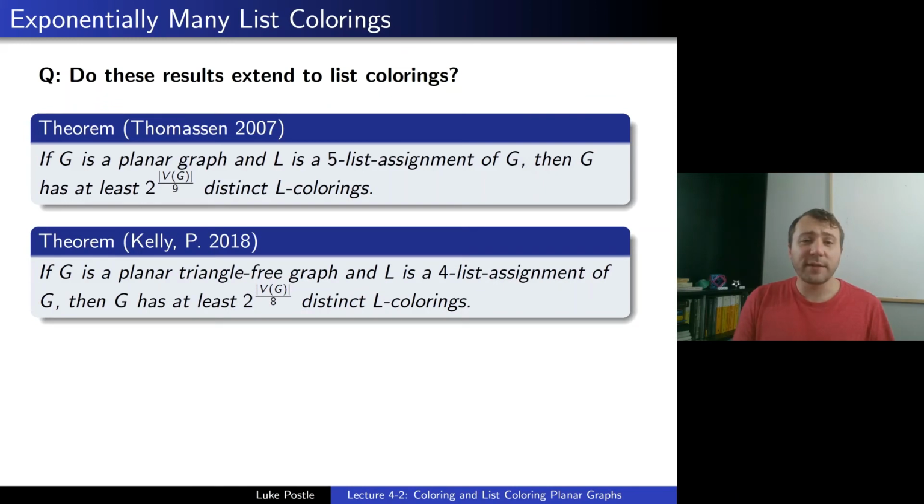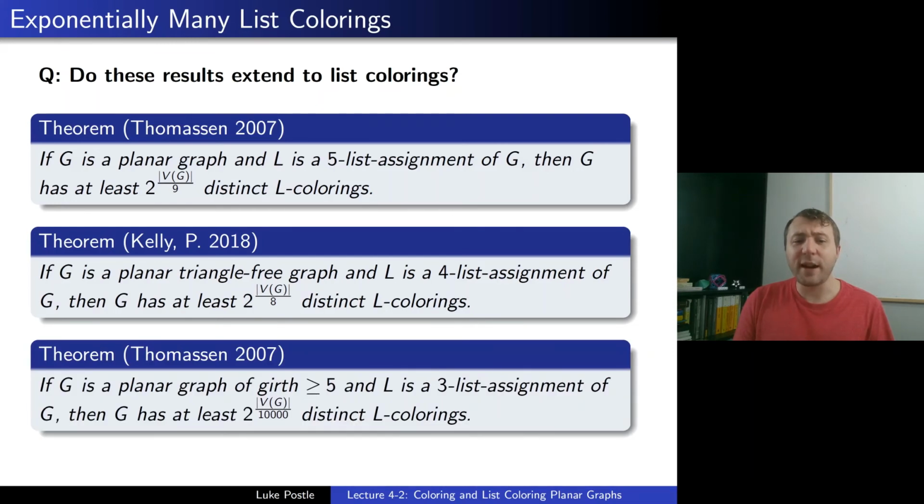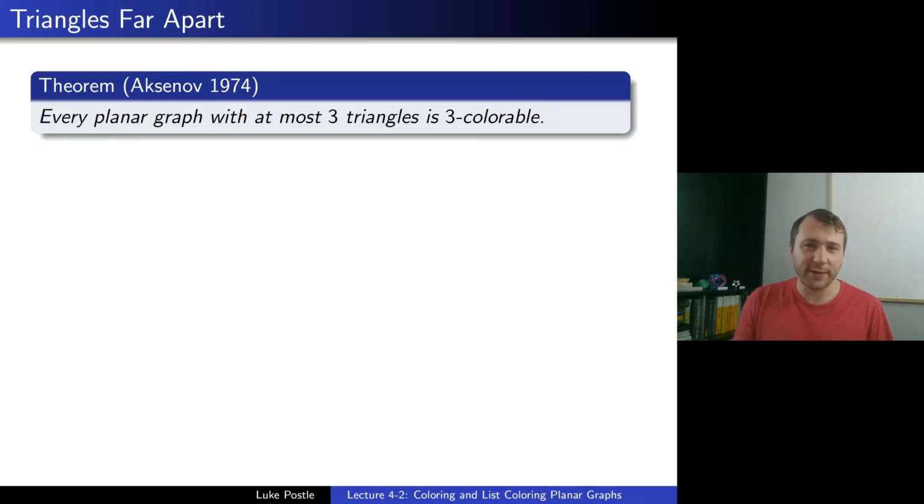With my student Tom Kelly, we showed in 2018 that this also works for triangle-free graphs and 4-list assignments. And then Thomassen in 2007 had shown that his planar girth 5 result also works, that you get exponentially many 3-list colorings, though with a much worse constant, 2 to the v over 10,000 there. So all of these extend. So that's all I wanted to say about the exponential case.